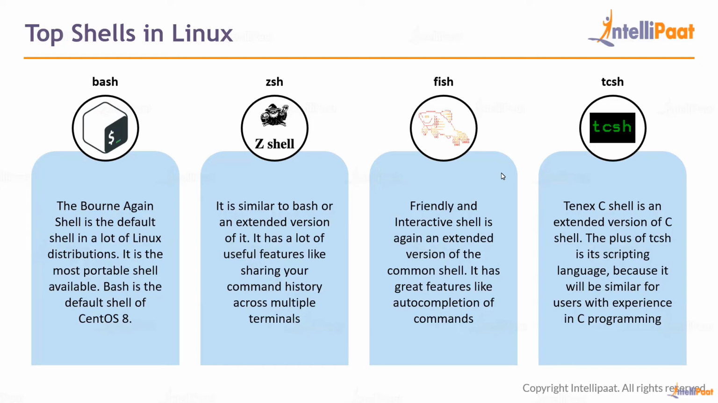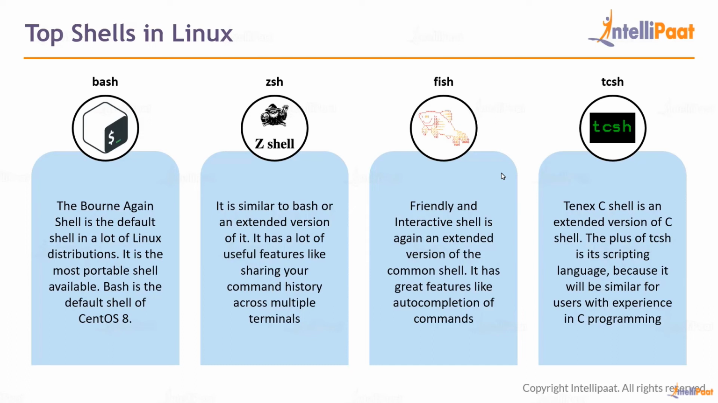The most common, basically a default shell you can say, is bash. The elaboration of bash is Bourne Again Shell. It is the default shell in a lot of Linux distributions. So Bourne Again Shell is the default one even in CentOS and even in your Ubuntu. You can further install other shells also.